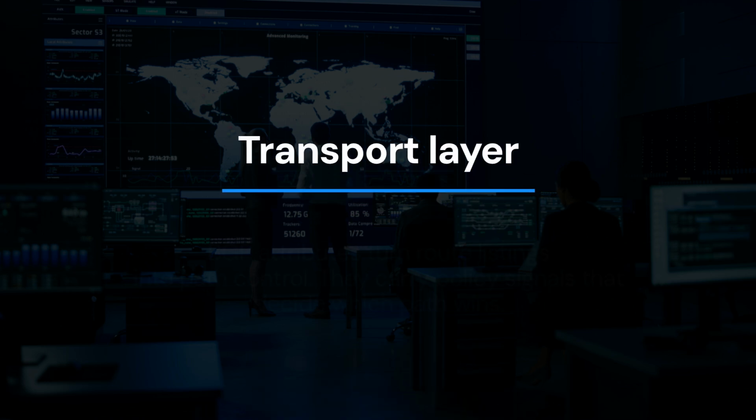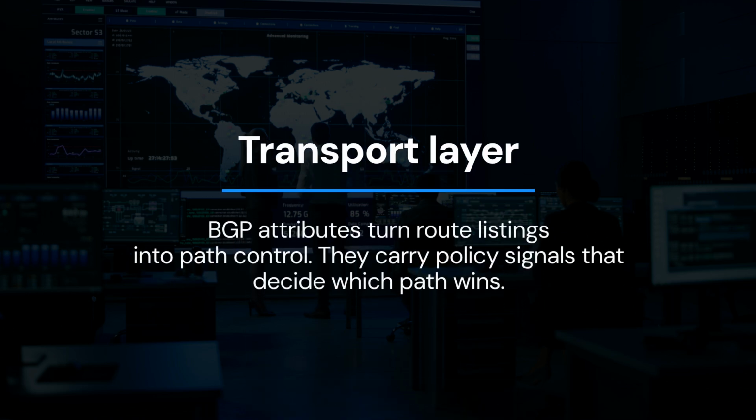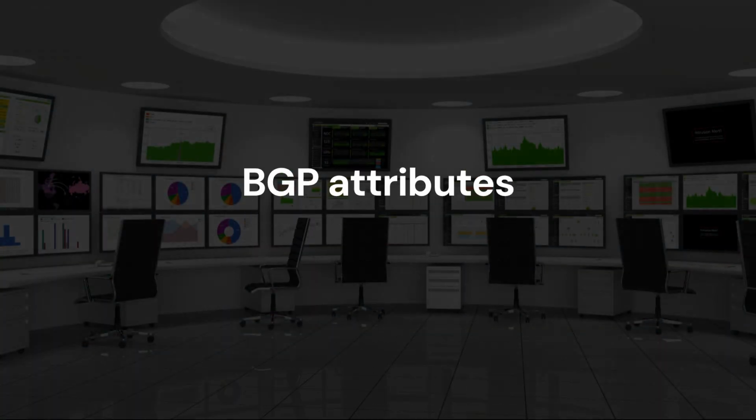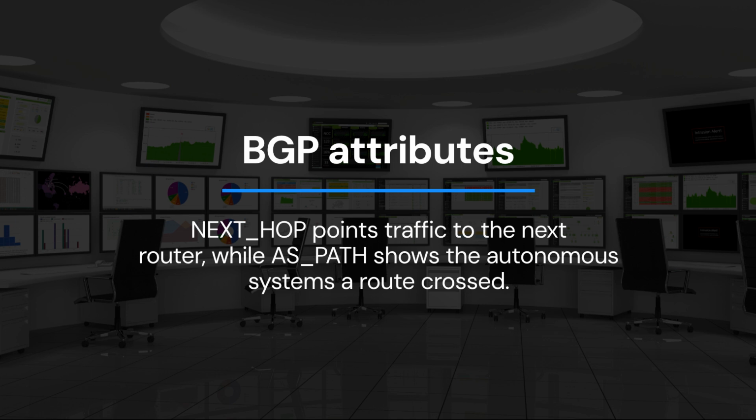Attributes are where BGP stops being a directory of routes and becomes a control system. They carry the clues and policy signals that shape which path wins. Next_hop tells the router where to send traffic next, and if that next hop isn't reachable, the route can fail before best path selection even gets interesting. AS_path shows which autonomous systems the route crossed and helps with loop prevention and path preference.